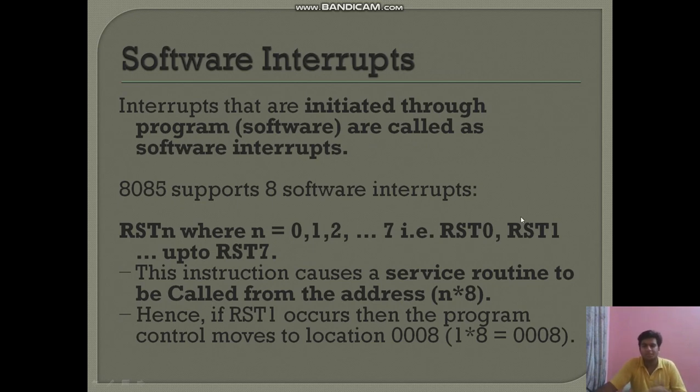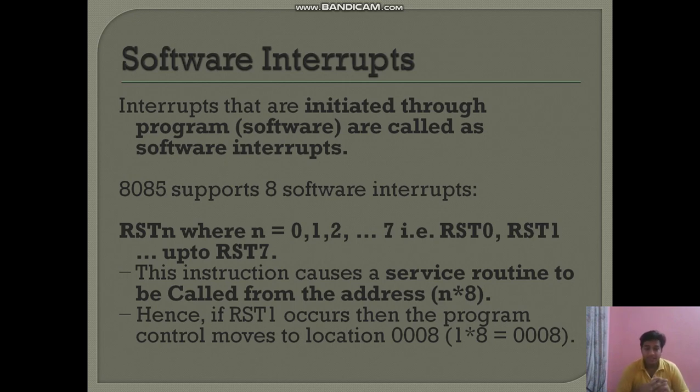Software interrupts are interrupts which are initiated through programs. The 8085 supports basically 8 software interrupts, and those 8 software interrupts are RST 0 to RST 7, where N is 0, 1, 2, 3, 4, 5, 6, 7. So we can represent it as RST N.